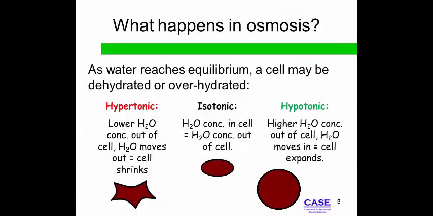Osmosis is essential for maintaining balance, but it can also cause problems. When water concentrations are equal inside and outside of the cell, the solution is isotonic. This is the normal state for healthy cells. If the concentration of water is higher outside of the cell, water moves into the cell, causing it to expand, and the solution is considered hypotonic.